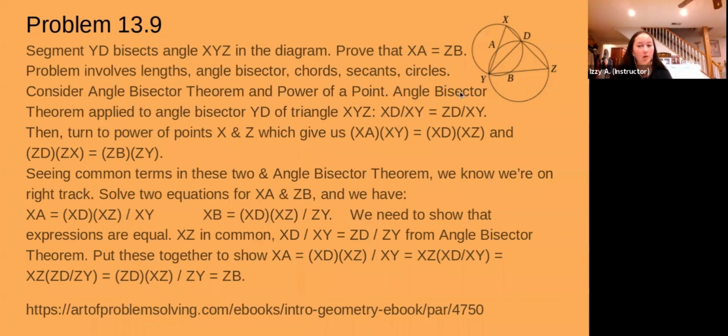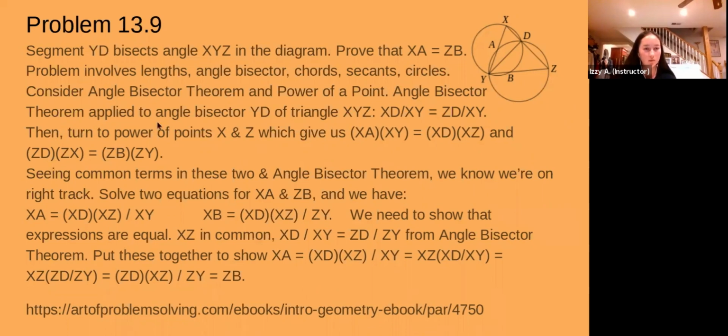We can apply the angle bisector theorem to the angle bisector YD of triangle XYZ, and that's going to give us XD divided by XY is equal to ZD divided by ZY. Then we turn to power of a point at X and Z, which gives us XA times XY is equal to XD times XC, and ZD times ZX is equal to ZB times ZY.